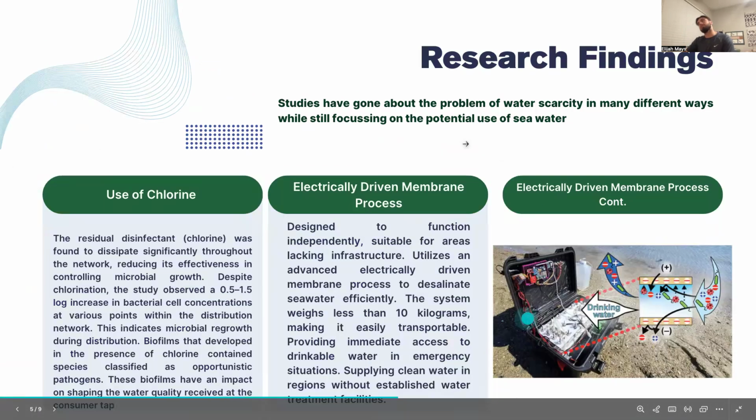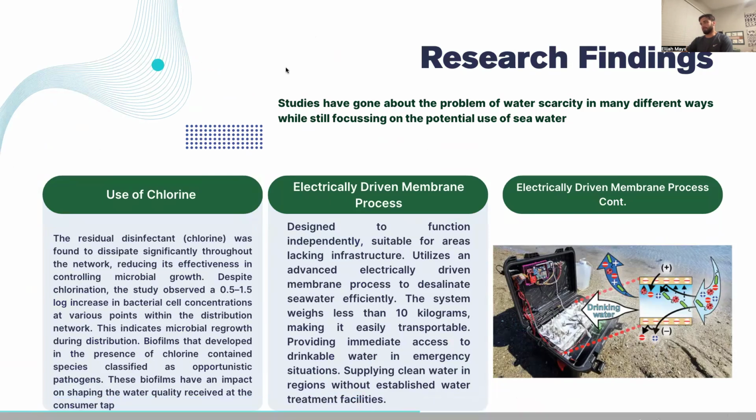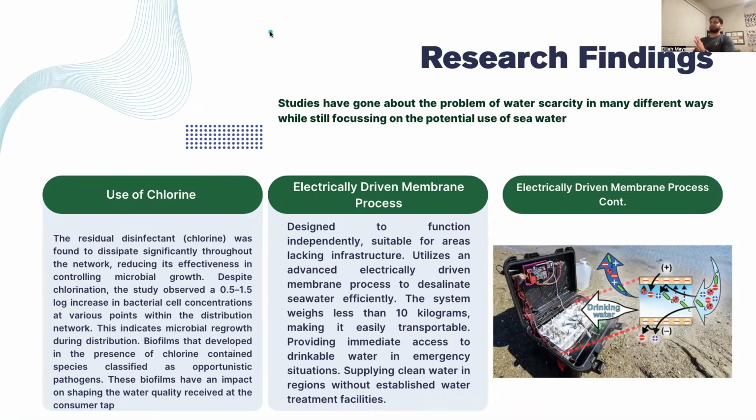So here are my research findings. Studies have approached the problem of water scarcity in many different ways, but the main focus really has been, how can we use our ocean's water? Because obviously with our planet, mostly the surface of the planet being water, it's like, well, why don't we just use the water? And it's like, well, we can't drink it because it has all the salt in it, and other problems with it.